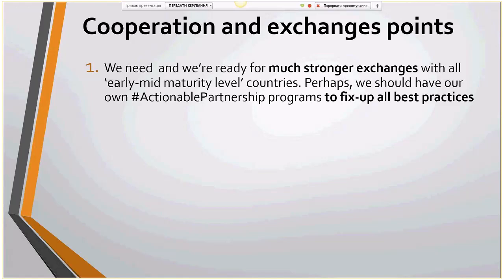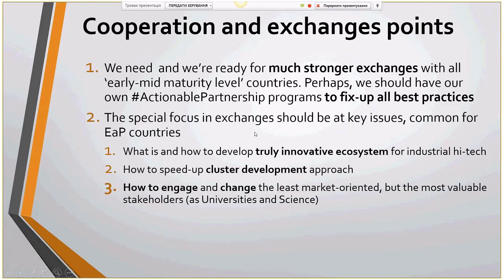Yeah, in all things, starting from state support and maybe finishing with some mechanism or tools or even mentality. So maybe, if we are talking about best practice, we should have much stronger exchange. And maybe we can develop something like what we talked about in Tbilisi with Svetlana Klevtsova, that actionable partnership. I mean maybe small steps, a small program, but to fix all this best practice in our region.